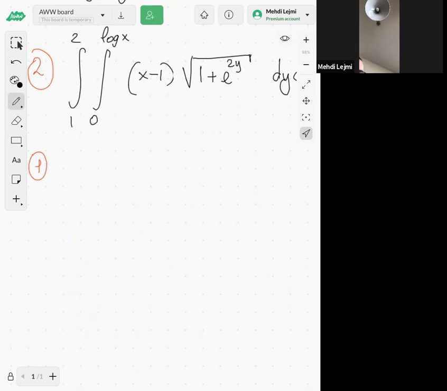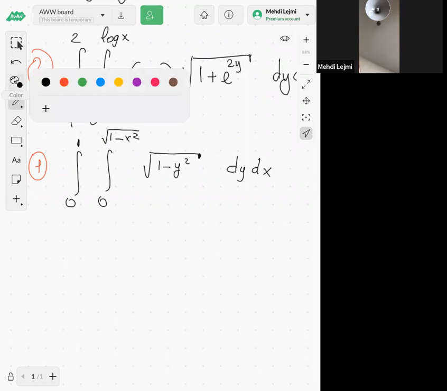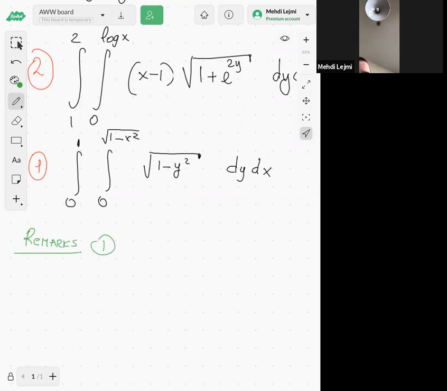So for number 1, we have this double integral, 0 to the square root of 1 minus x squared, and then we have this square root of 1 minus y squared dy dx. So first remark is that if you try to integrate with respect to y, then you're going to have a problem, because if you try to integrate the square root of 1 minus y squared dy, because of this square root, you have to try to use the substitution, right?